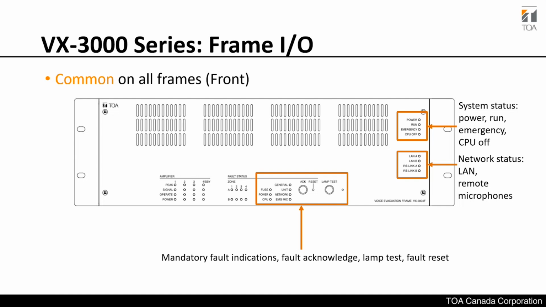Regular LAN indicators, because the VX3000 has two LAN ports, A and B for redundancy, and also indicators for the lines of the microphones.